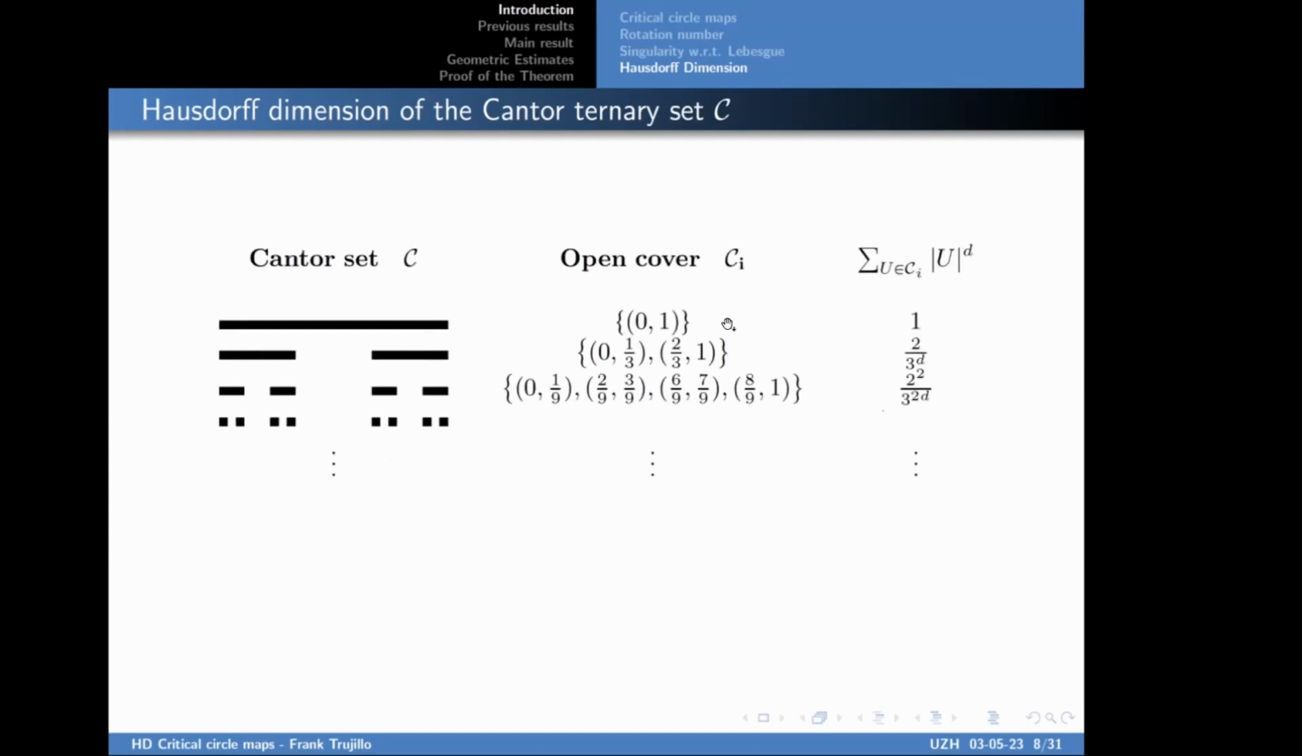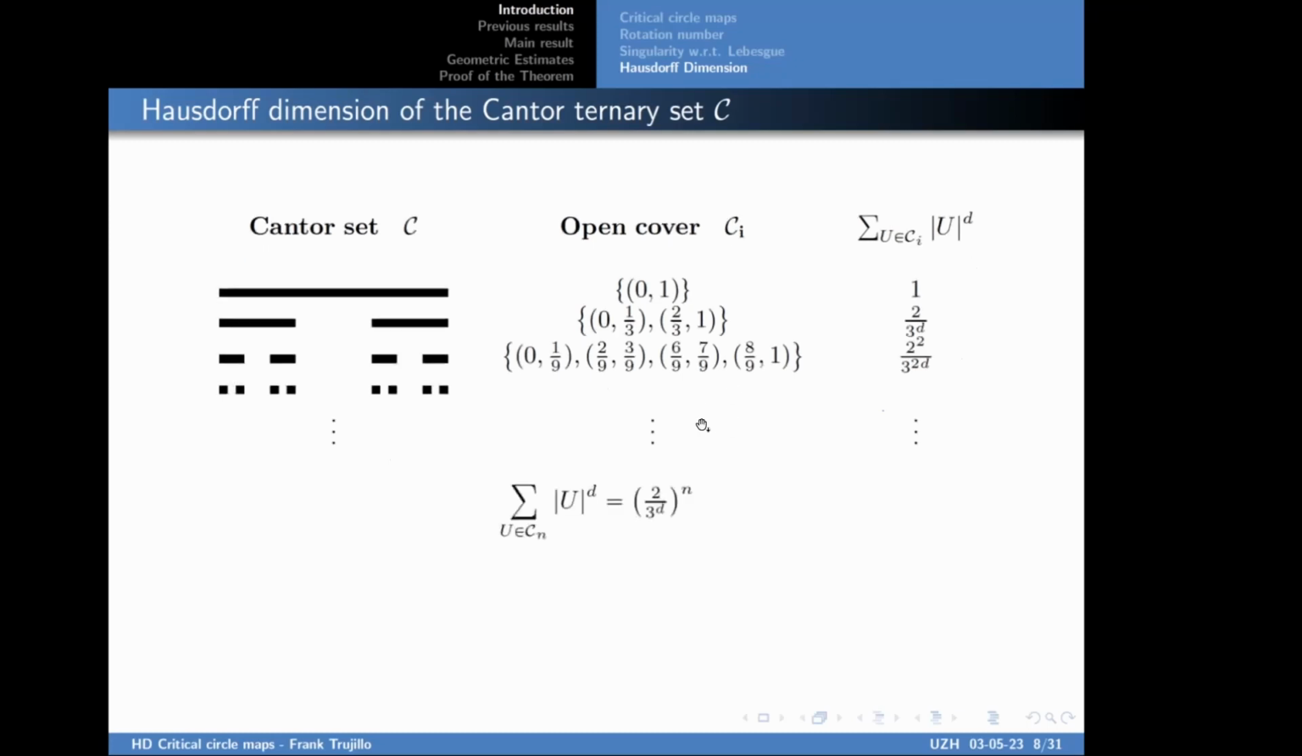So it turns out that in the first one, I just get 1. In the second one, I have 2 intervals of length 1/3 to the d. In the third one, I have 4 intervals of length 1/3 to the d. And in general, what I get is an open cover that has 2 to the power n intervals, and each one has length 1/3 to the power nd. And now I can try to apply my definition. So these are my covers.